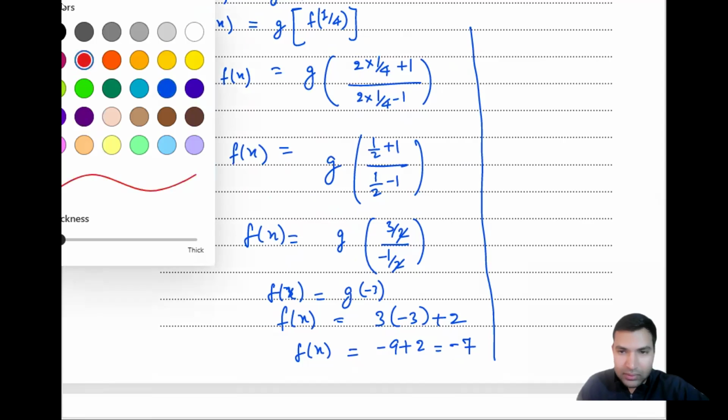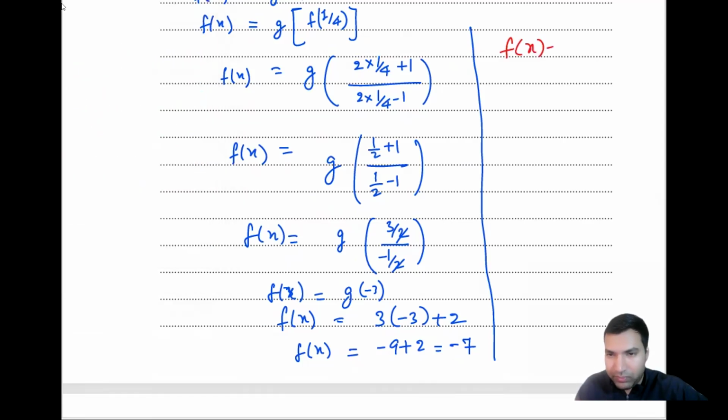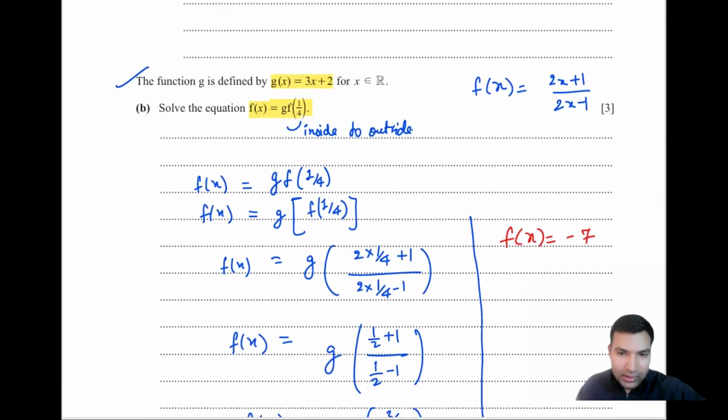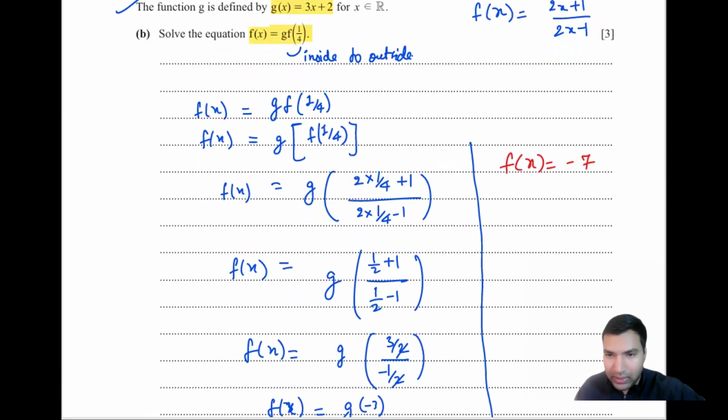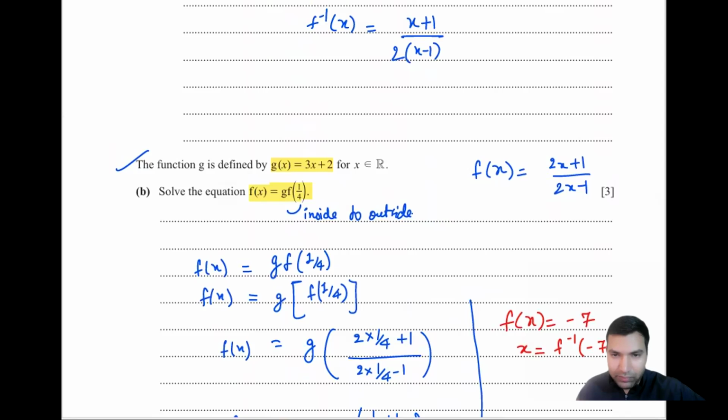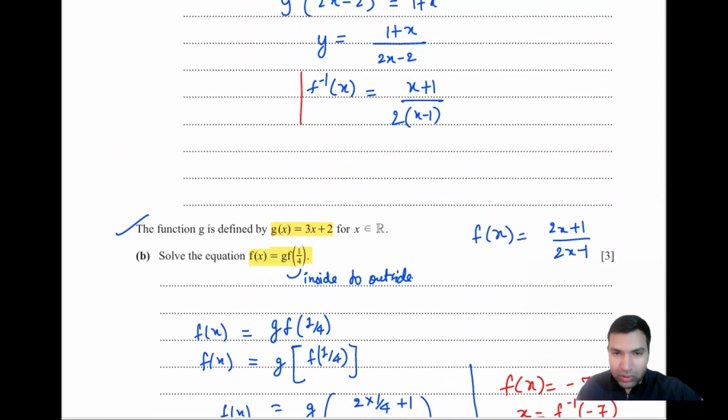Let me change the color. Instead, you got f of x is equal to negative 7. Now, don't equate the function to negative 7, that just kills time. Directly, what you can do is take the inverse. Therefore, x is equal to f inverse of negative 7, which is much easier as compared to the traditional method of solving. So what is f inverse? F inverse we have already found in the previous part.